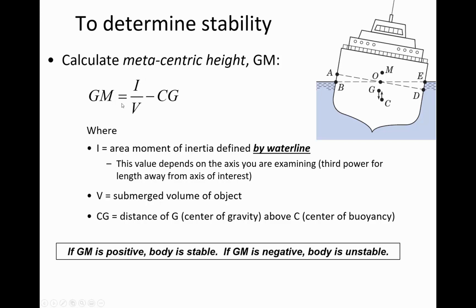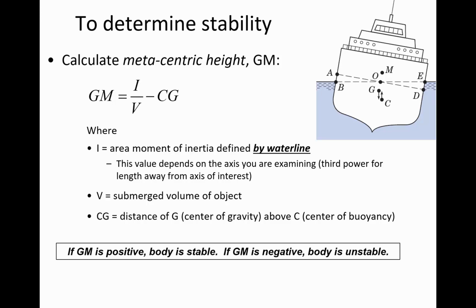So that will give you one parameter of length. And the bigger this first term is, the more stable our body is. And so what's really stable? A wide boat that is very shallow, that has very little submerged volume.